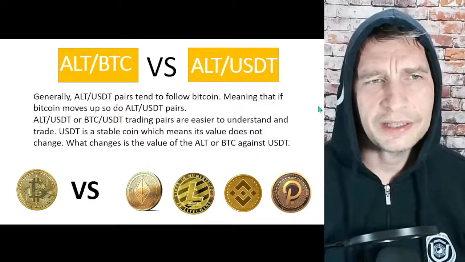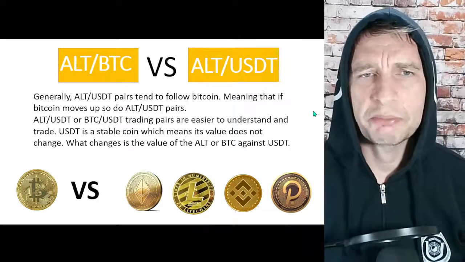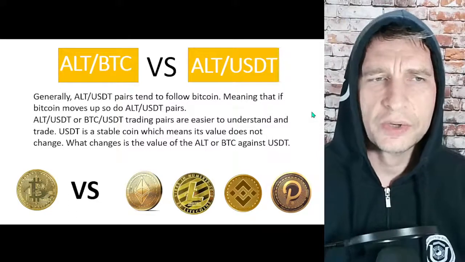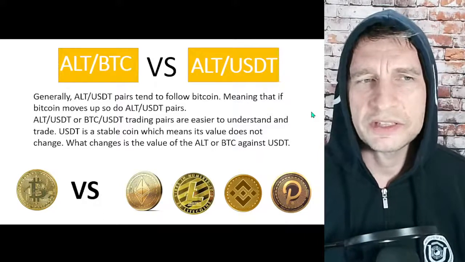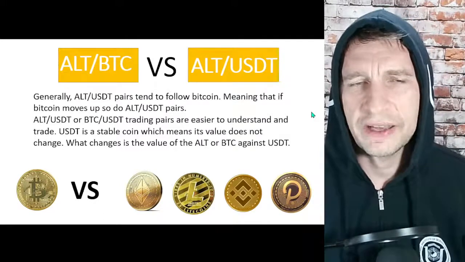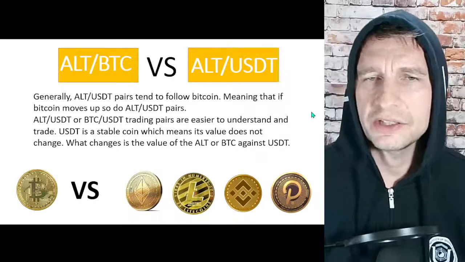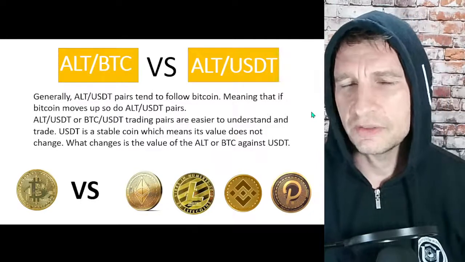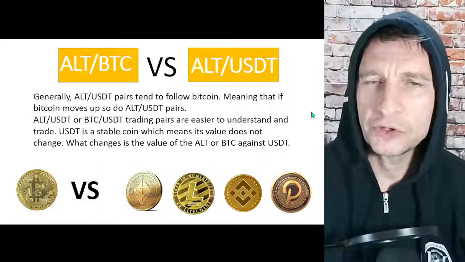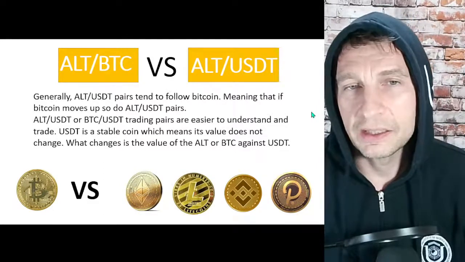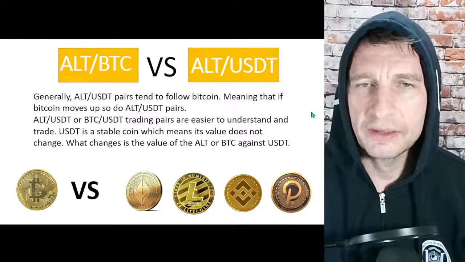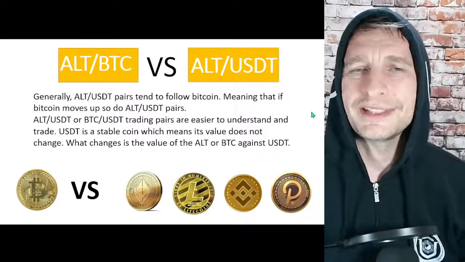Alt USDT or BTC USDT trading pairs are easier to understand and trade. USDT is a stable coin, which means its value does not change. What changes is the value of the alt or BTC against the USDT. So if Bitcoin goes up, your USDT value will also increase, and if Bitcoin dumps, then your amount of USDT will also diminish.